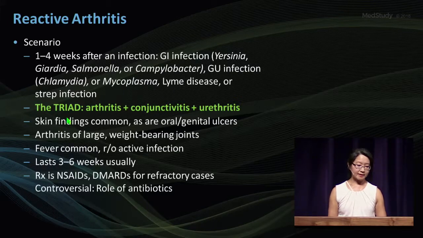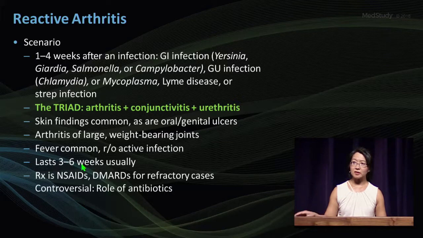Now there's a triad. You may remember this: arthritis, conjunctivitis, and urethritis. Can't see, can't pee, can't climb a tree, right? So that's reactive arthritis. Skin findings can be common. Keratoderma blennorrhagica: these patients' feet can have really scaly, thickened, hyperkeratotic findings. They can also have oral and genital ulcers. The arthritis is typically in a large joint. Usually it's asymmetrical. Fever can occur, so that's why you have to rule out active infection.